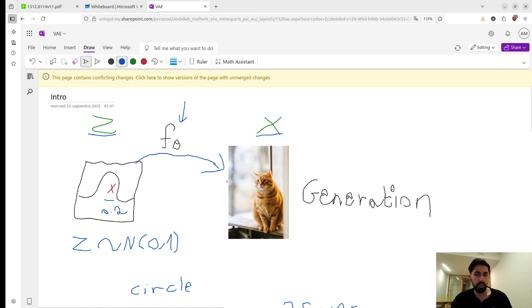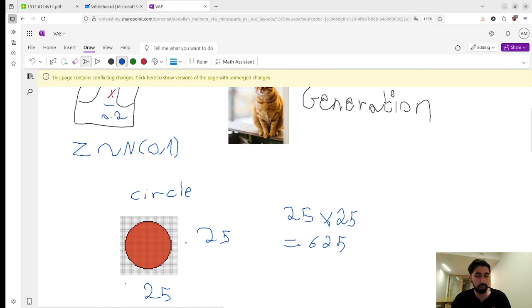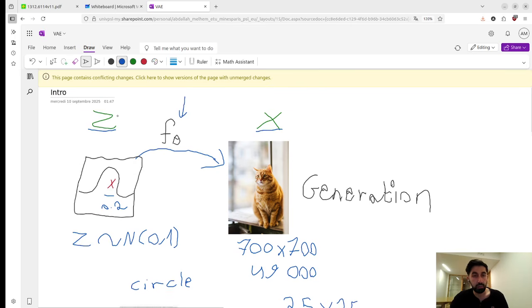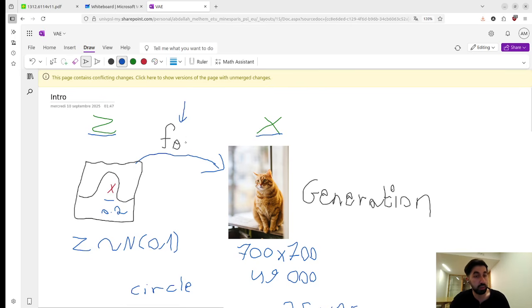Second of all, we're taking the case of a really small image. Let's say we have an image of a cat of really high quality. So let's say it's 700 by 700. And this basically means that we have 49,000 variables to represent the image. So 49,000 variables corresponding to the color of each pixel. So the output layer should have 49,000 numbers. As we can see, it's no easy task.